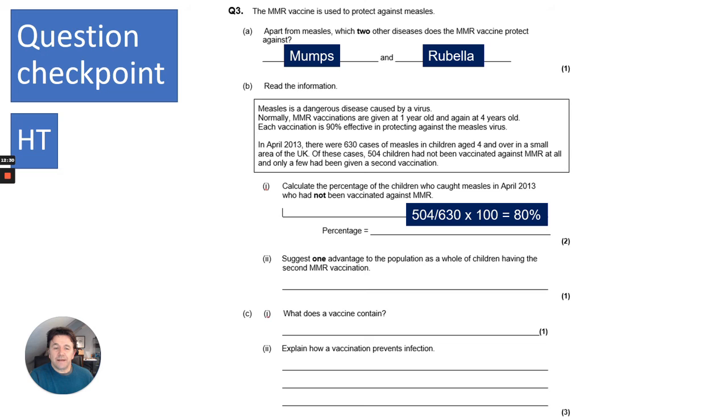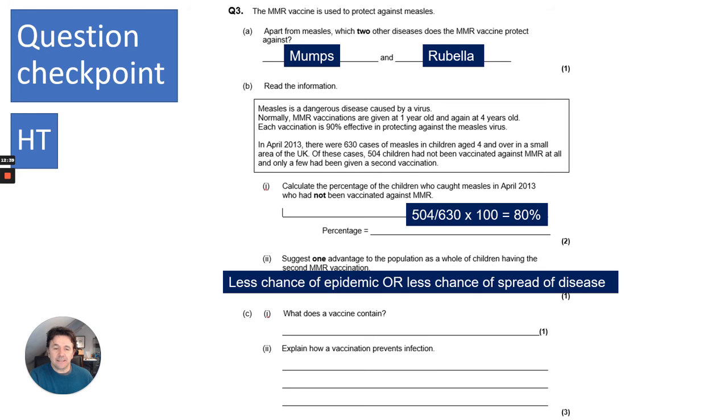Suggest one advantage to the population as a whole of children having the second MMR vaccine. Well, basically, there's a less chance of epidemic, or there's a less chance of spread of disease.